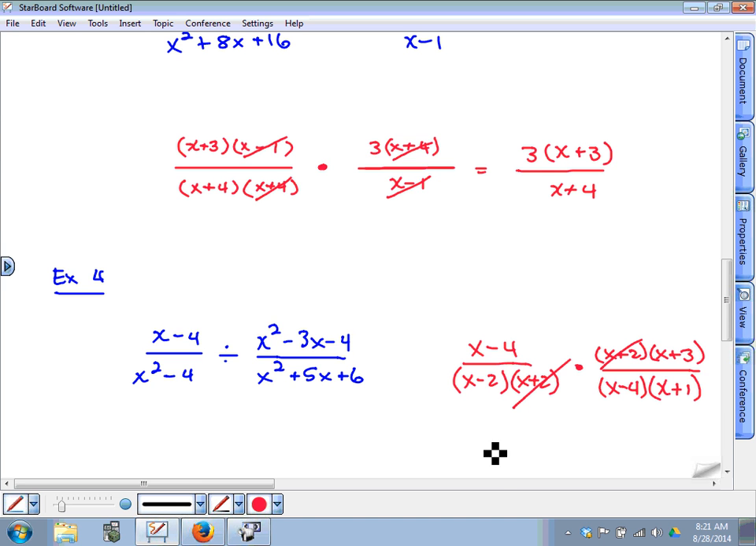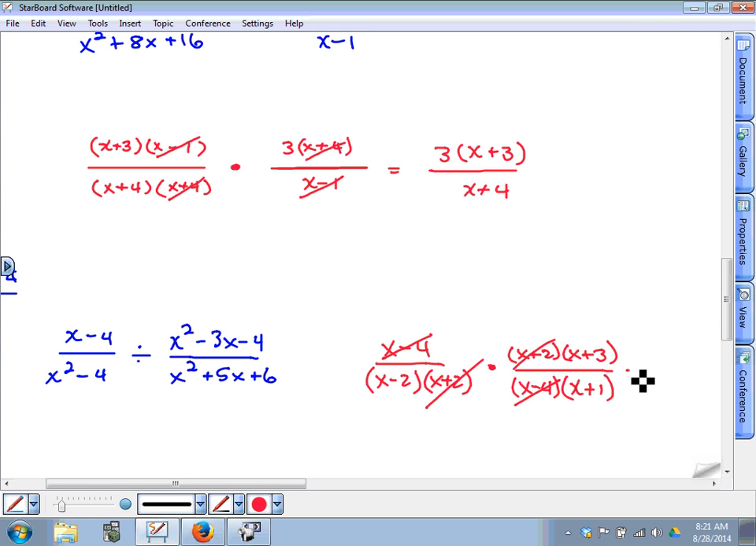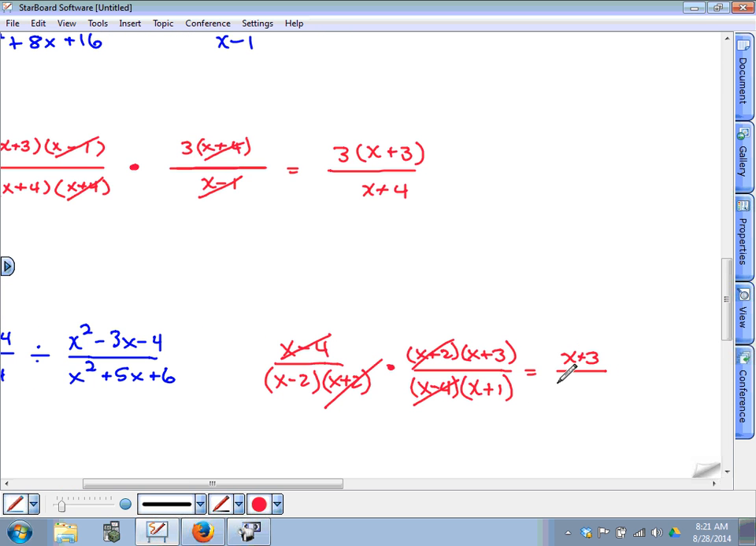We have an x plus 2, x minus 4, and then there we have an x minus 4. Anything else? So it looks like all we have in the numerator is x plus 3. And in the denominator is x minus 2 times x plus 1. And again, just leave it in factor form. You wouldn't need to multiply those two binomials.